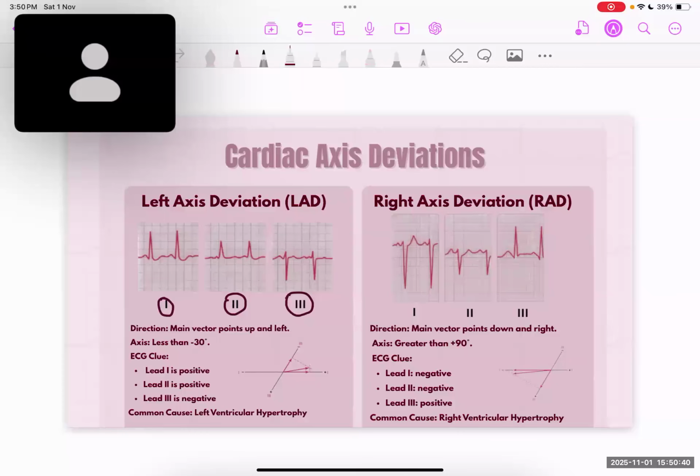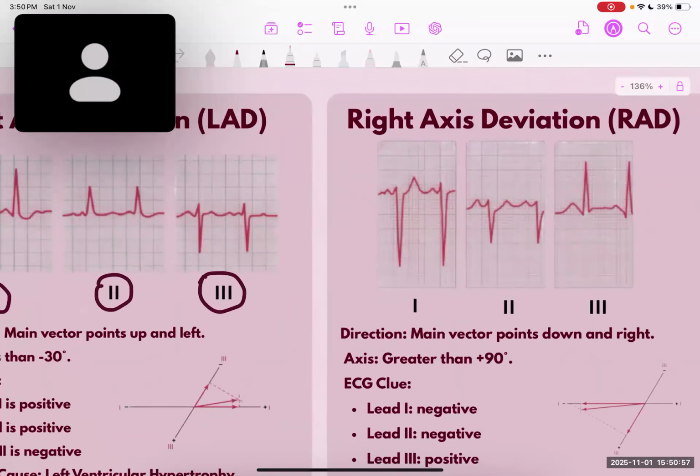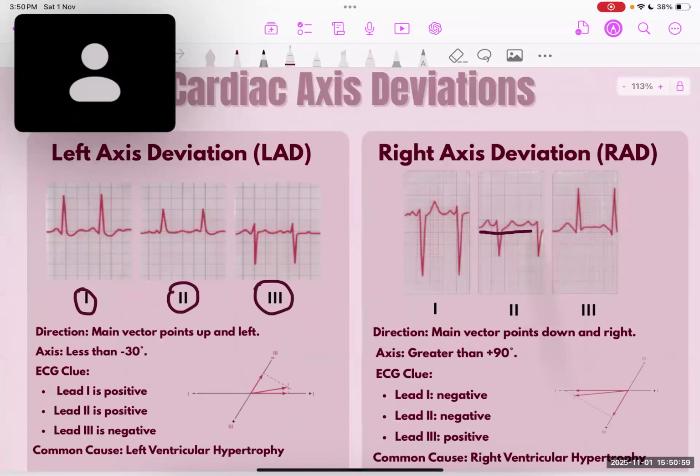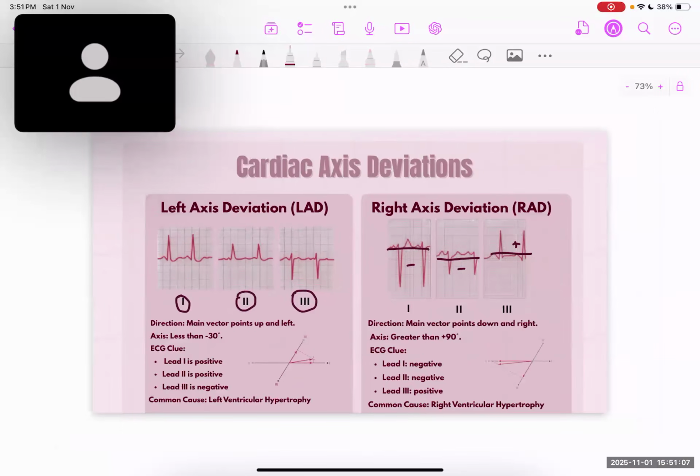Lead 1, 2, 3: positive, positive, negative is left. And lead 1 negative, lead 2 negative. I don't really get what you're trying to say with 1, 2 negative, 3 positive. You see where the QRS is. If you see this one is negative, and this one is also negative, but this one is going to be positive, right? So you can kind of tell where it is going. So if that's what you're trying to ask.